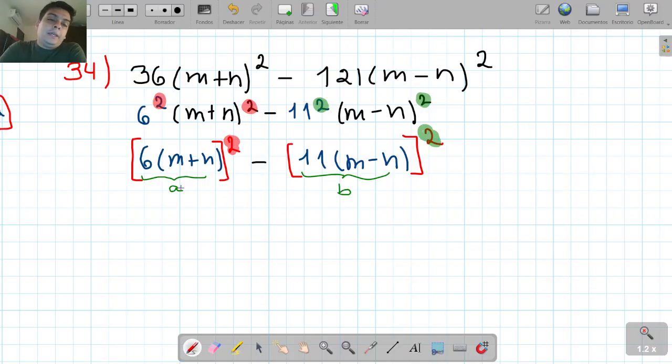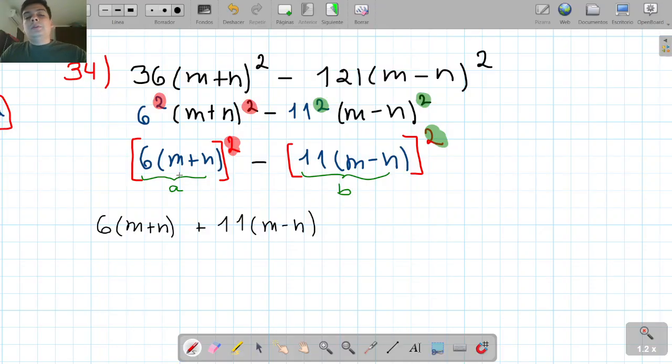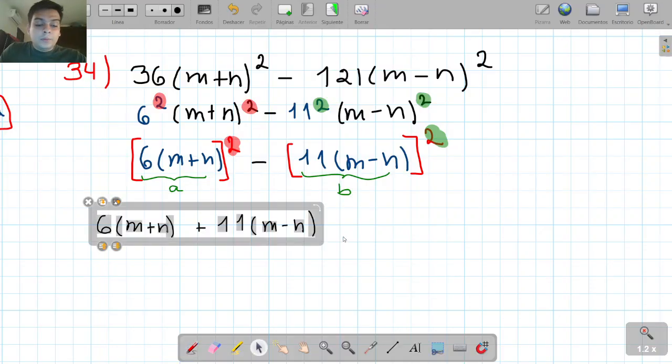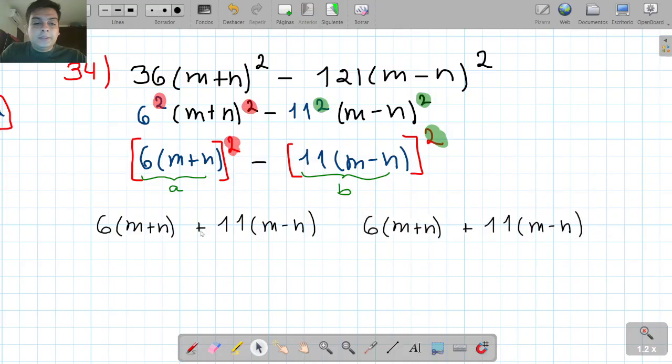Therefore, we have a squared, the square is here, and b squared. Let's write the formula. We have a, which is 6m plus n, a plus b. We have b each this thing. And we are going to do the same. We are going to copy and paste the same, but instead of add, we are going to put minus.